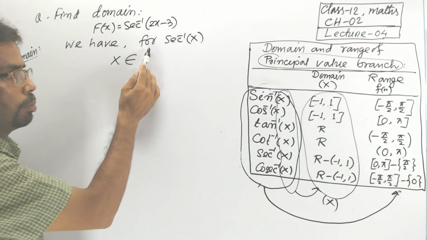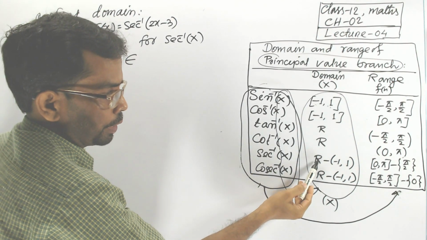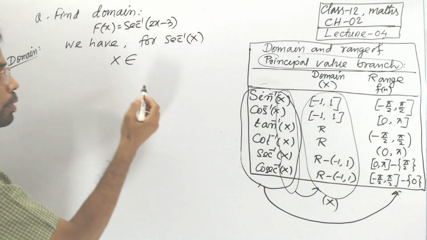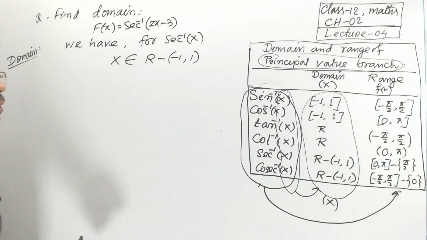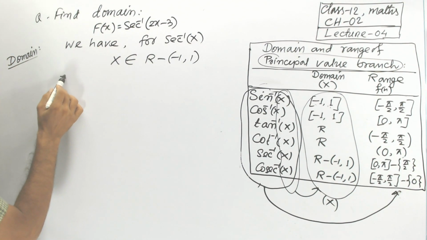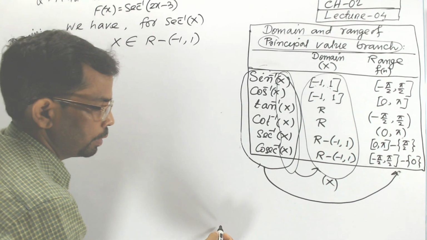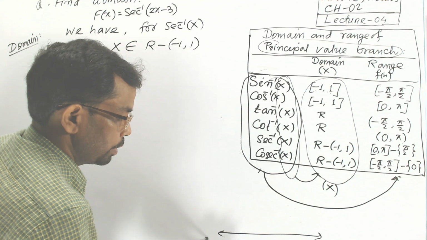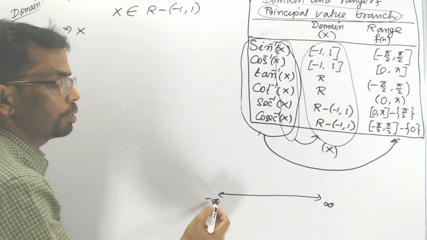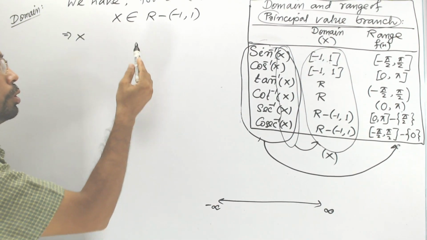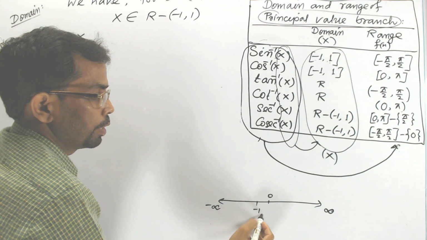For sec inverse x, we have the domain, you see, any real number except this interval. So x belongs to any real number except minus 1 to plus 1. What does it mean? It means x belongs to where? I am explaining, you see, real number is starting from minus infinity up to plus infinity. But we have the condition here, real number, but should not be between minus 1 to plus 1. Here 0, here minus 1, here plus 1.